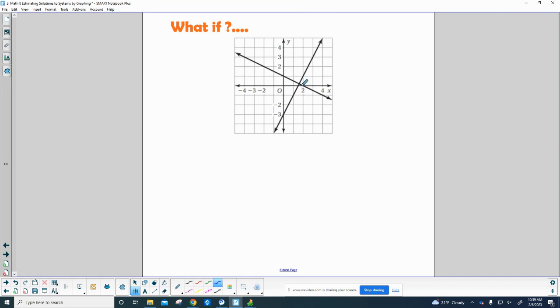So what if, like we said, it's kind of in between there like that? You just have to do the best you can. There are actually ways to find the exact solution, but today we're just graphing and coming up with a partial solution or an estimated solution. So let's look at this one. This would be about 1.6 over, 1.6 or 1.7, and up about 0.2. So if I was just looking at it and trying to guess about where that would be, so you get the idea.